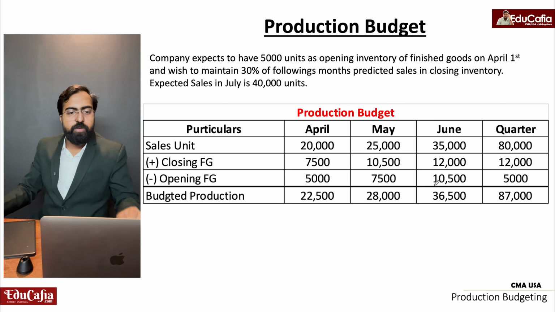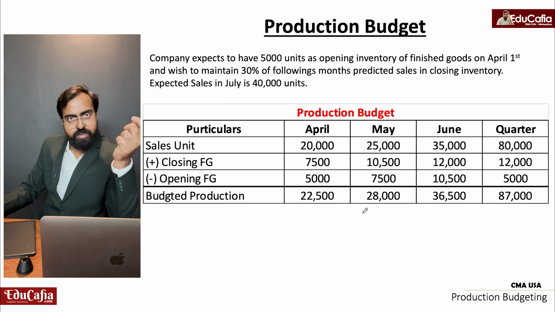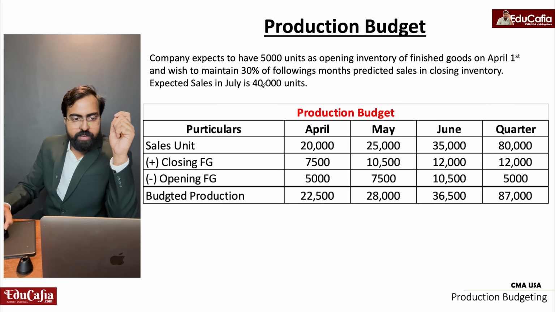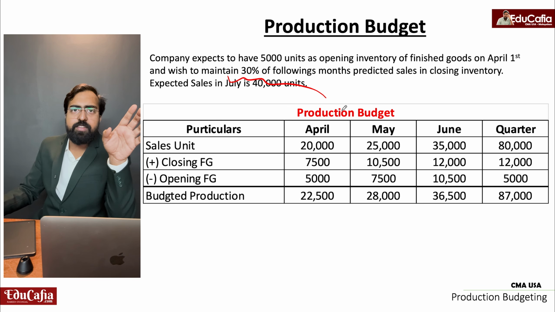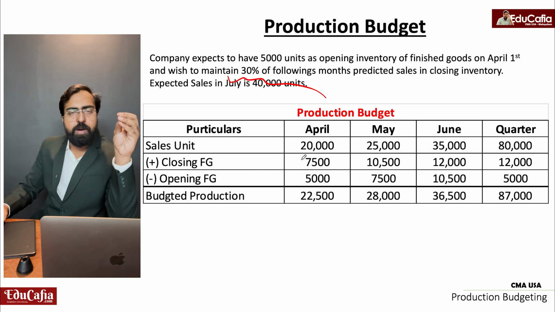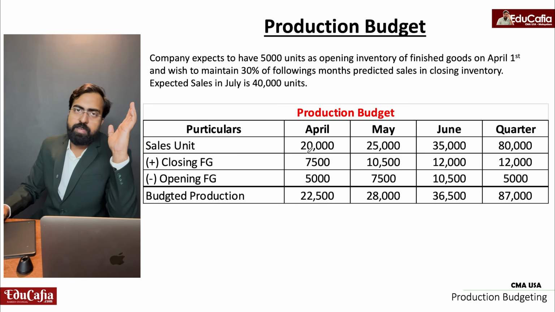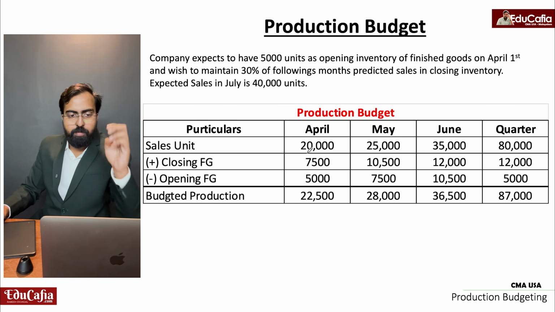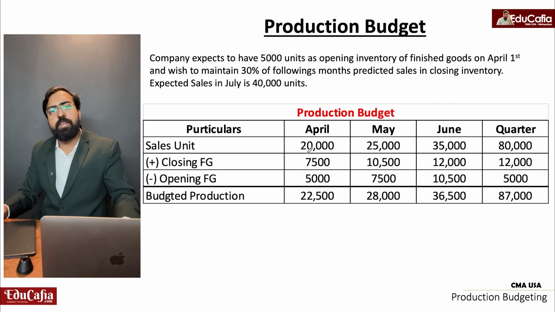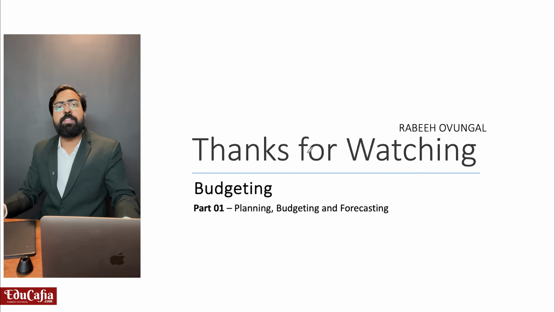Very easy, right? So when we get the sales budget, we work with these conditions. If there are no conditions, then the sales budget minus the opening stock, if any, is the production budget. Okay, so this is about the production budget. Very easy, right? We will see the next video.